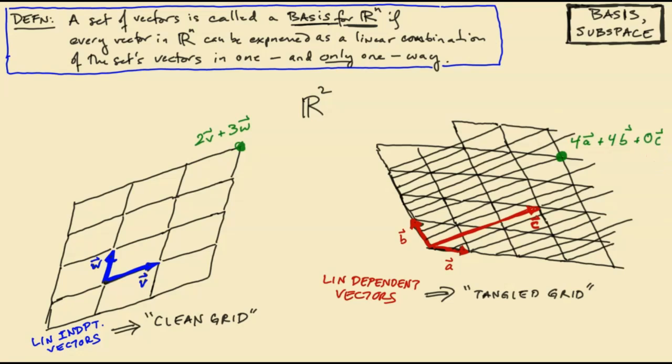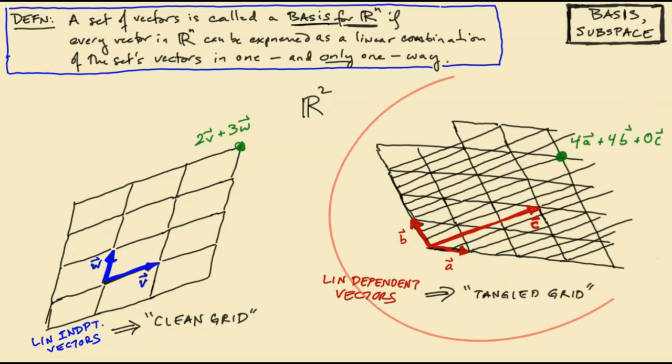But now here is the crucial distinction. In our first scenario, where we had linearly independent vectors generating a clean grid, the expression of this point as a linear combination of the linearly independent vectors is unique. That's the only way to do it. That's the virtue of the clean grid. That's the virtue of the linearly independent vectors that generate the clean grid.